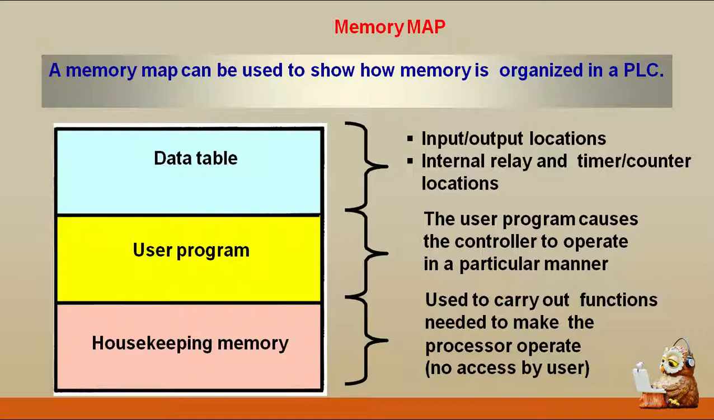They are data tables, user programs, and housekeeping. See, data tables hold input output locations, internal relay and timer counter locations. User programs cause the controller to operate in a particular way. This is how we tell the PLC what to do. And housekeeping memory is used to carry out functions needed to make the processor operate. There is no access by the user. This is just for the processor to operate.